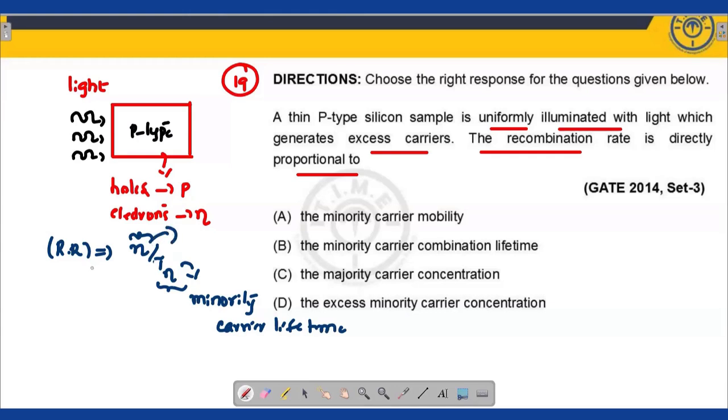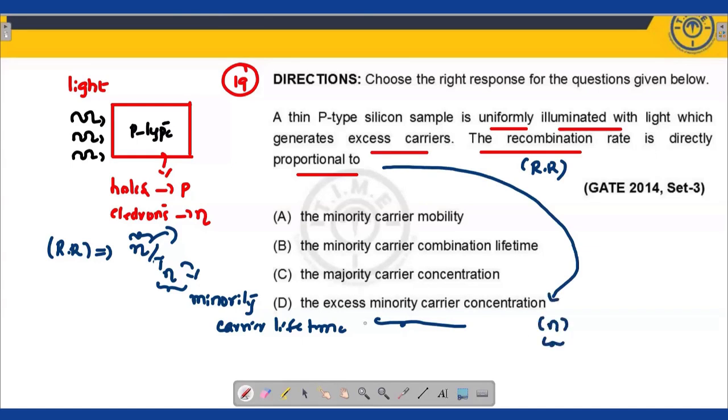So very important, what is the option? The excess minority carrier concentration. The recombination rate RR is directly proportional to this option. This is nothing but small n. Small n is the excess minority carrier concentration.